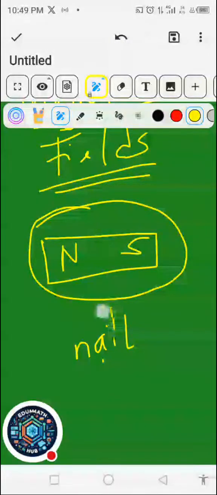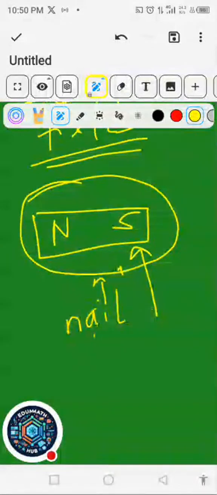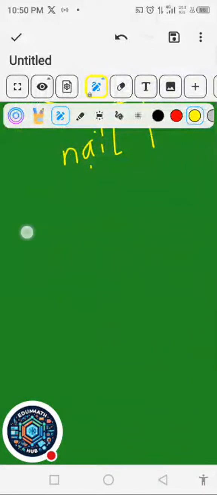By the time you move the nail closer and the nail enters the field, the nail will be attracted to the magnet. The nail will just pew, it will move and come to the magnet. That's because the nail has entered the field of the magnet. So that's the basic idea of magnetic field. The next thing you want to understand is what is called the magnetic field strength.